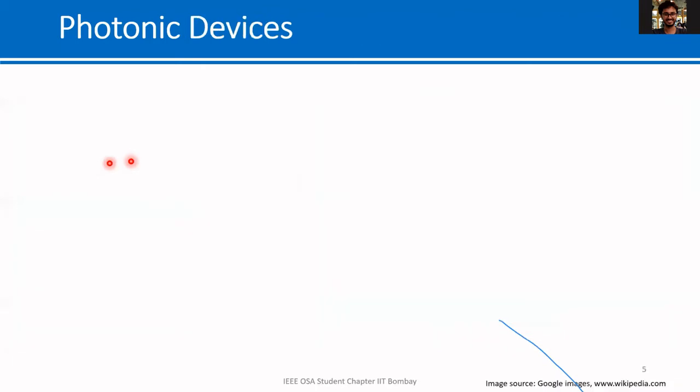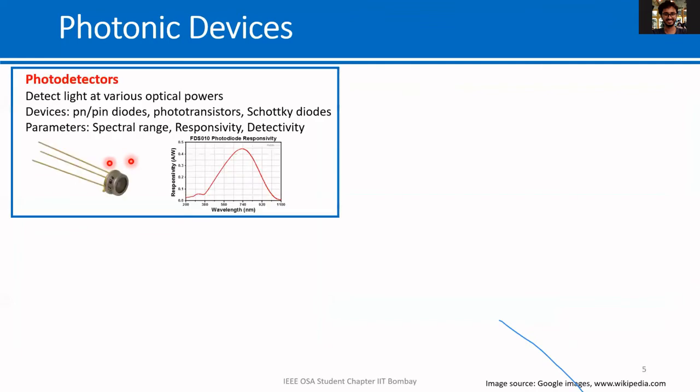Moving on to photonic devices. I'll talk briefly about a few devices which have caused this increasing research in photonics and have made a lot of the applications which I'll talk about in the coming slides possible. The first of these devices are the photodetectors, which can detect light at different optical powers. They're used for sensing light, and by architecture, these devices could be something like PN junctions. They could be phototransistors or Schottky diodes, which are metal semiconductor junctions.